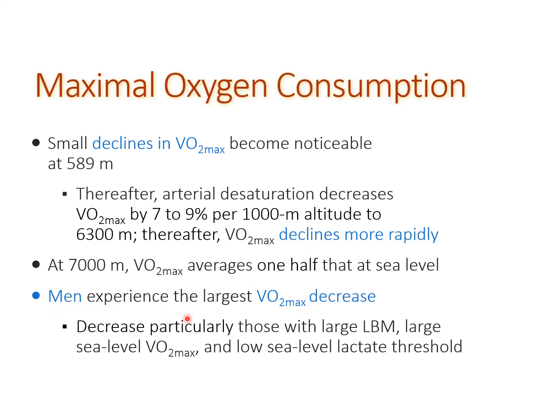Men will actually experience the largest VO2 max decrease, and this makes sense because they have larger lean body masses, they have larger sea level VO2 maxes, and they have a low sea level lactate threshold. So because you have these higher levels of VO2 max, once you go to these higher altitudes, it's no surprise that you're also going to see a bigger drop off than, let's say, a female would.